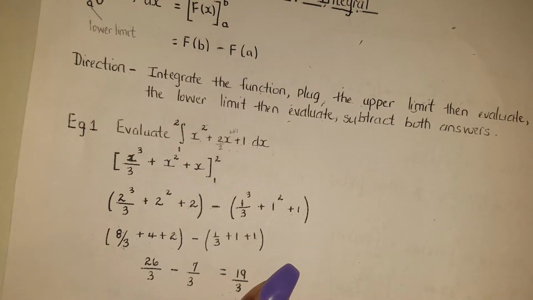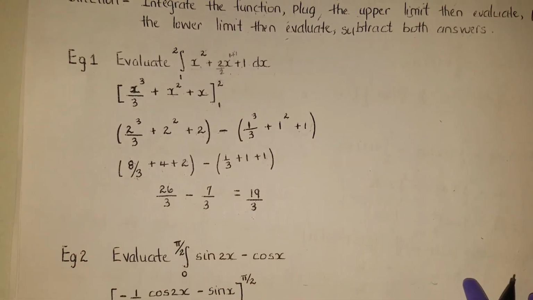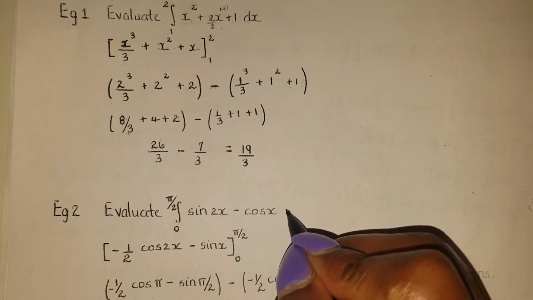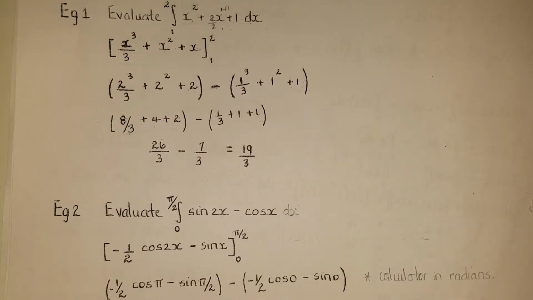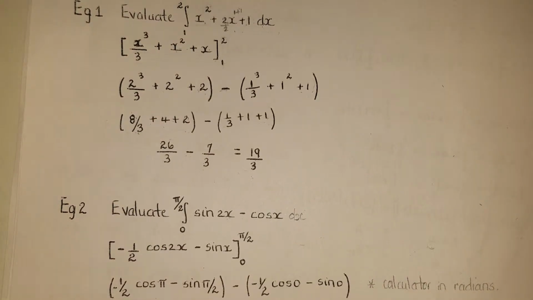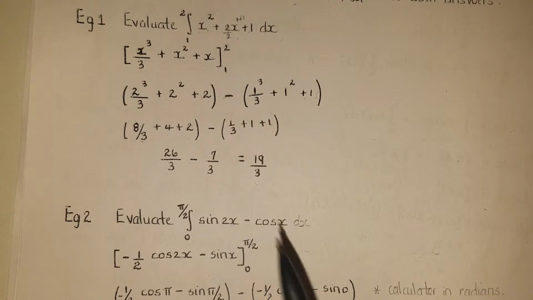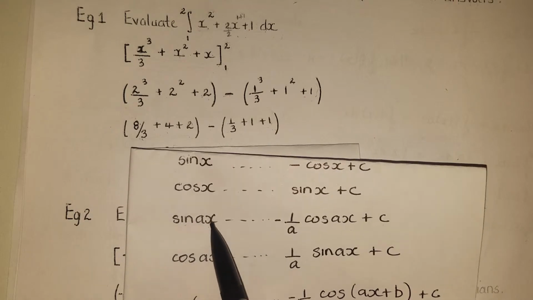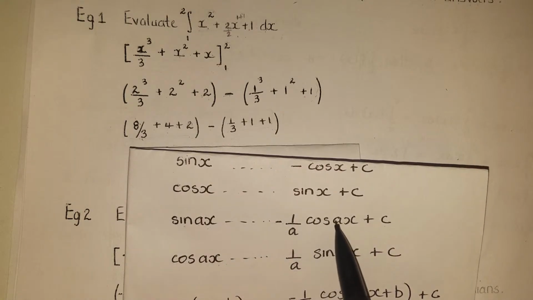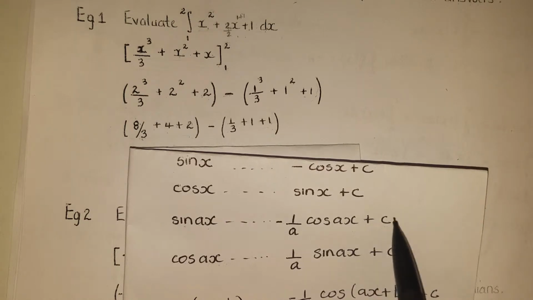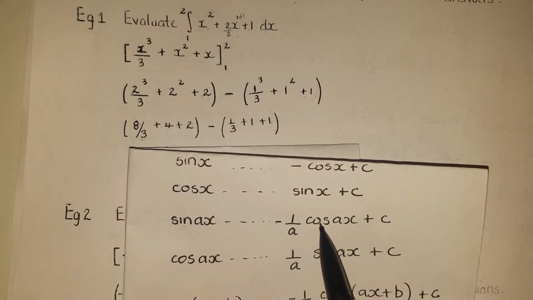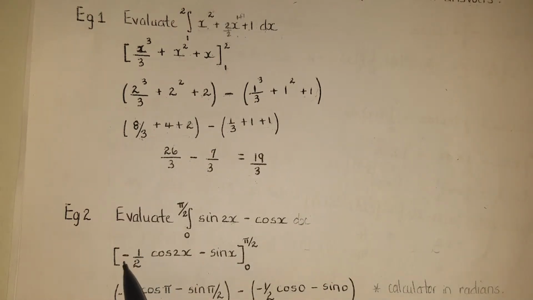In our second question, we have the integral from 0 to pi over 2 of sine 2x minus cos x dx, integrating with respect to x. Now, in an earlier video, we learned how to integrate trigonometric functions. So, when we integrate sine 2x, as you see here from previous, we're going to get negative 1 over 2 cos 2x. Now, we're not going to put plus c at the end because we're dealing with the definite integral. So we're going to have negative 1 over 2 cos 2x, as you see here.